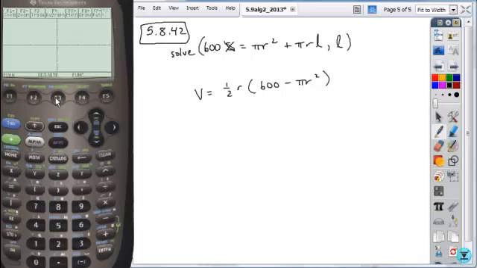All right, so if I have just my default view settings, you don't see anything. It's not viewable. Okay, so I'm going to go into my window settings and kind of zoom out of this. The x values, as I look here, it's 600 minus pi r squared. I can extend my x value. I probably don't have to extend it that far. I'll go ahead and extend it by a power of 10, so to 100.